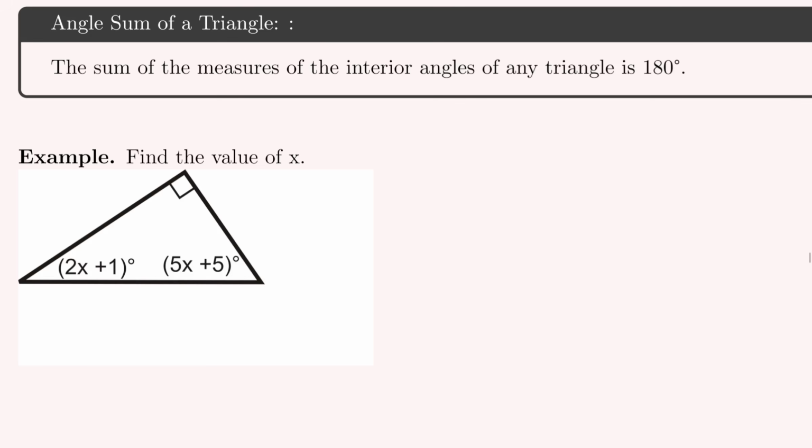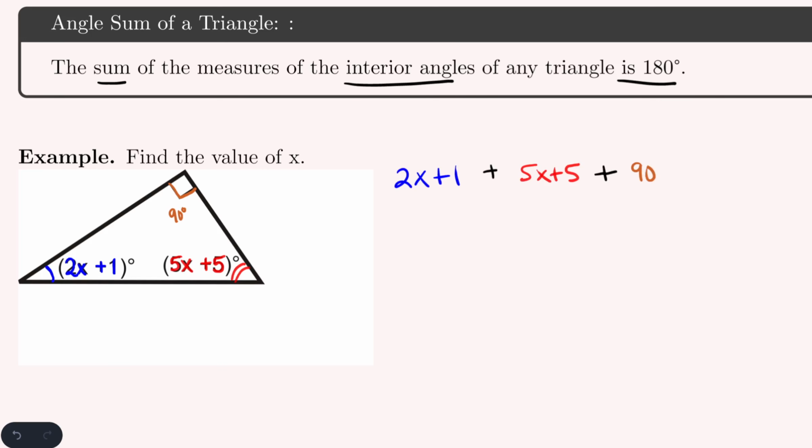So here we have three interior angles. The first one is measured to be 2x plus 1. Our second angle is 5x plus 5. And our third angle, indicated by the square in the corner, is indicating this is a right angle or 90 degrees. So we have the three interior angles, and we know by the rule above that if I add together the interior angles, we should get 180. So this tells us 2x plus 1 plus 5x plus 5 plus 90 degrees is equal to 180.